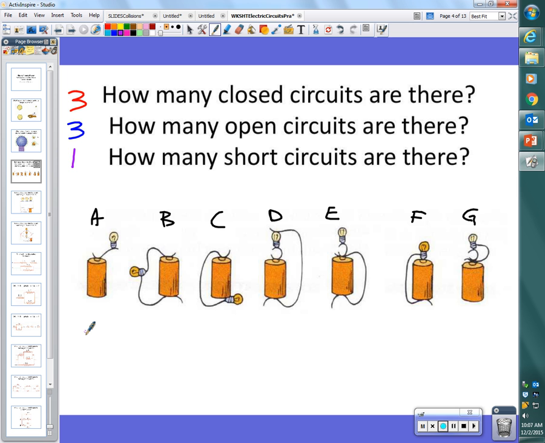So, closed circuit. Let's talk about our closed circuits first. Closed circuits have to have a voltage source and they have to have a complete path. Get from one side of the voltage source to the other side of the voltage source, right? There are 3 closed circuits. They are B, C, and F. Okay? Good, Lauren. Hold on for E for a second. We'll talk about E in just a second.